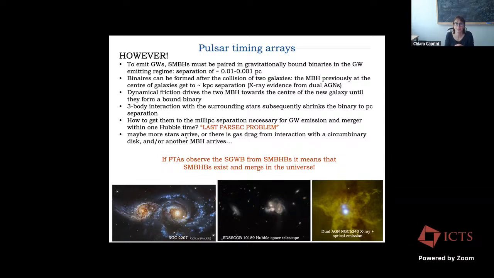So in the end, the solution to this last parsec problem is possible, but the main point is that pulsar timing arrays have done this measurement, and therefore it means that supermassive black hole binaries exist and merge in the universe. When I say that they exist, it is also because we have a lot of evidence for the presence of black holes. Clearly, gravitational wave emission is really the smoking gun that these objects are indeed black holes.